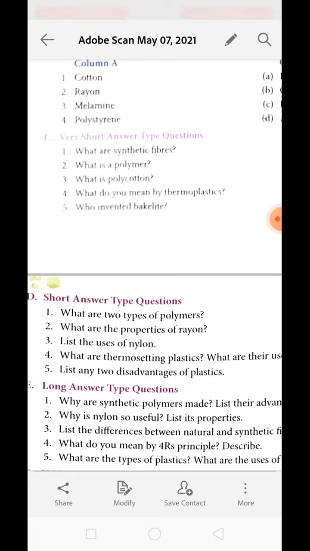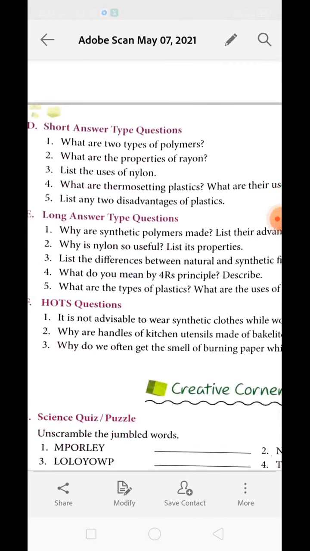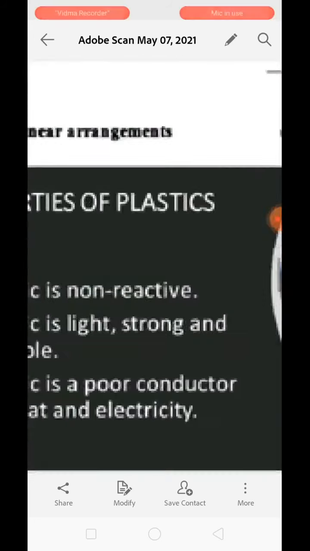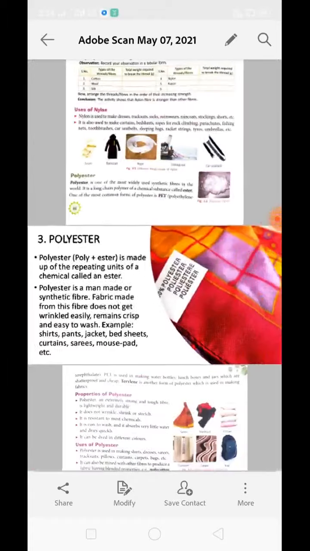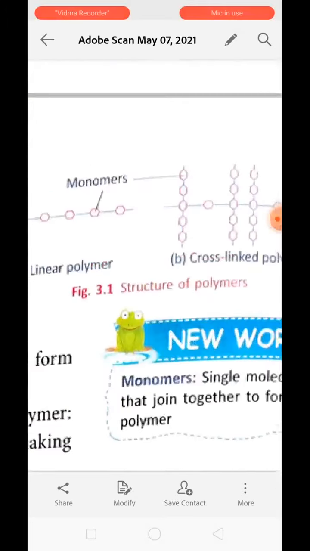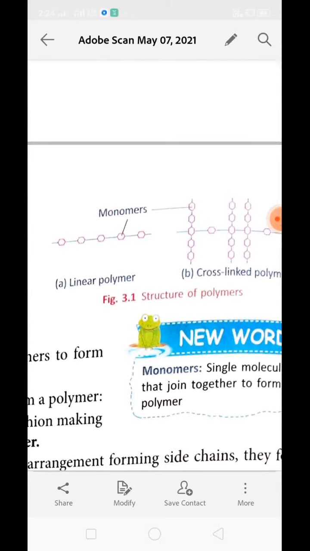Next is fourth number question. What do you mean by thermoplastic? Thermoplastic is a plastic which can get deformed easily by providing little amount of heat. Understand? Now next, question number 5. Who invented bakelite? Bakelite was invented by Leo Baekeland. Okay. Now D section. What are two types of polymer? Two types of polymer are, first, linear polymer, and the second is cross-linked polymer. You can see it is given in the book. The first one is linear polymer and the second one is cross-linked polymer.